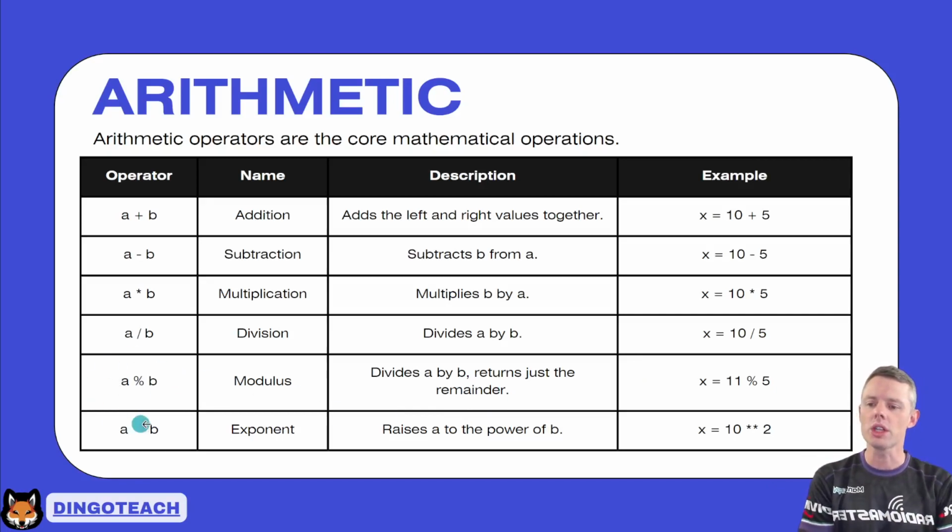Now, the next one, modulus, is almost the exact same as a division. However, in this case, we're not interested in the whole value. In the previous example, 10 divided by 5 would give us 2. That was the whole value or the result. In modulus, we divide, but we want the remainder.